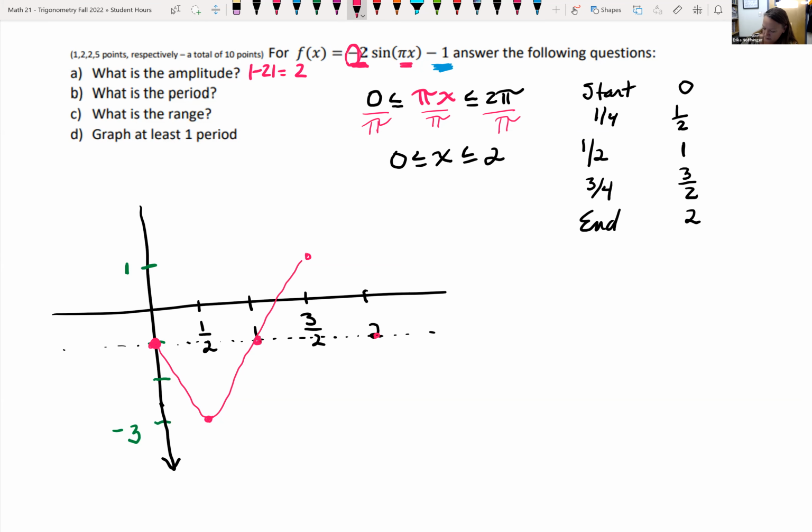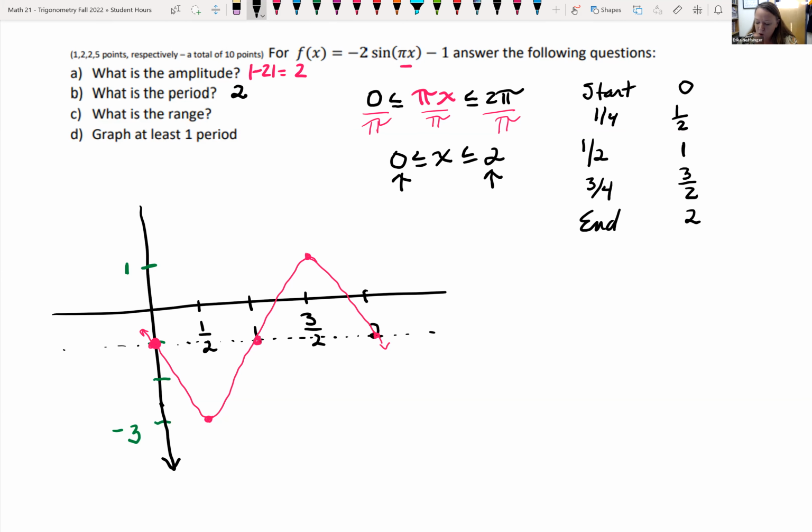And so here is the graph of 1 period of that sine function. For our period, we want to look at the length of 1 period. Well, you have your start value and your end value of 1 period, so you want to find that length. If that was shifted to the left or right, it wouldn't be as easy to see. So you would take your end value minus your start value. So 2 minus 0 in this case is 2. So my period is 2.